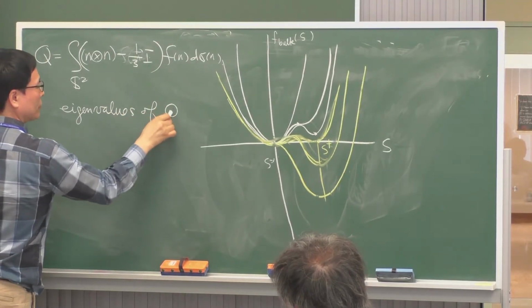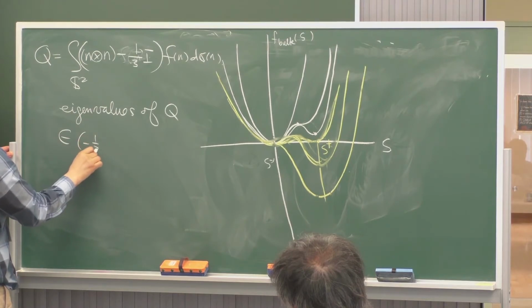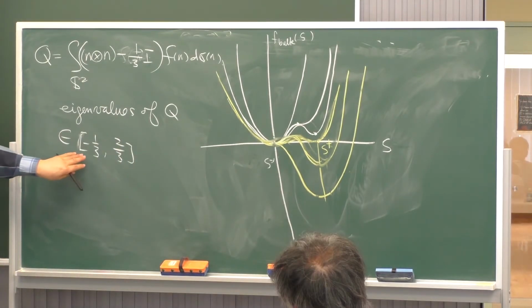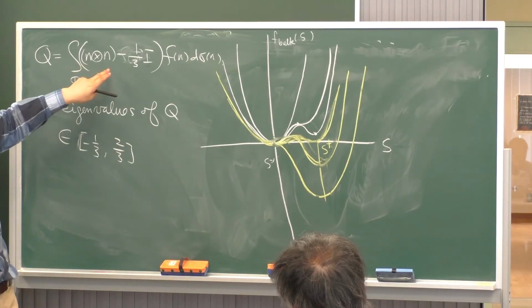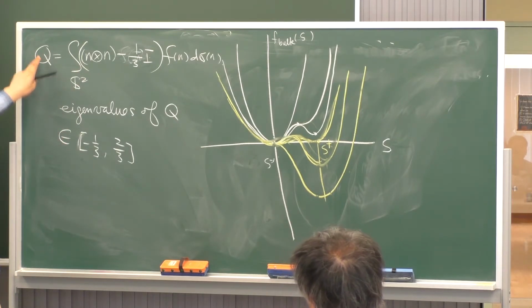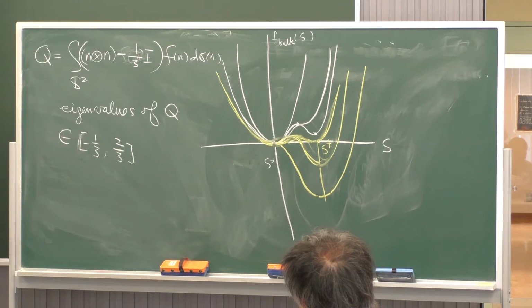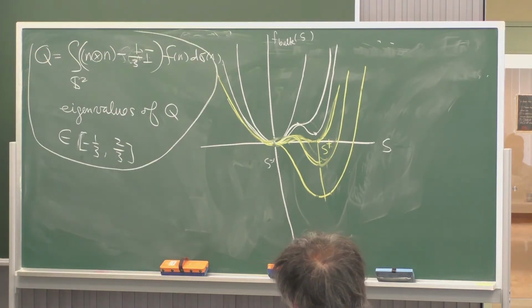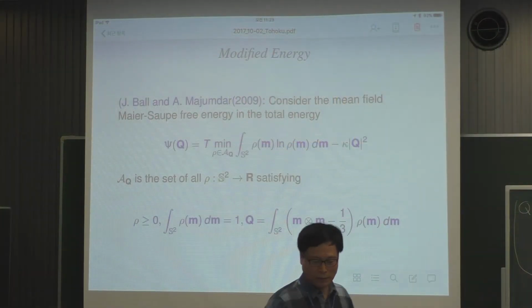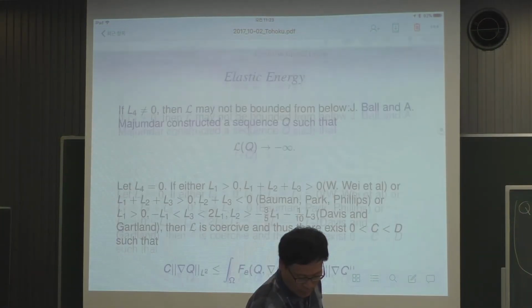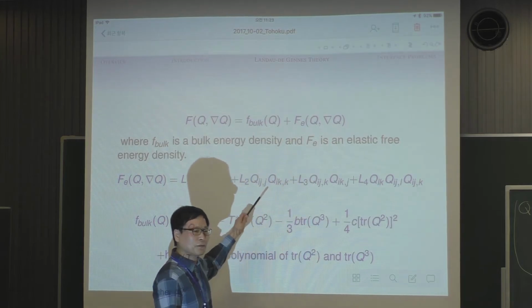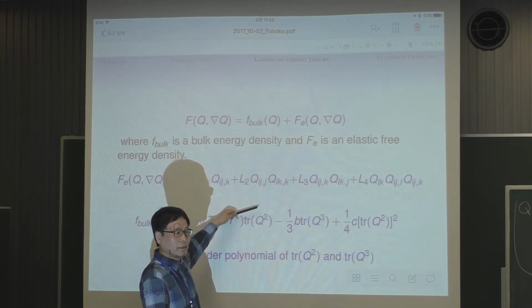Eigenvalues of Q belong to the range with the smallest eigenvalue greater than or equal to minus 1/3, because you can actually compute this. But this information is missing when you minimize energy. When we minimize the classical Oseen-Frank energy here, we don't have any constraint for eigenvalues of Q. So we are kind of missing this information.